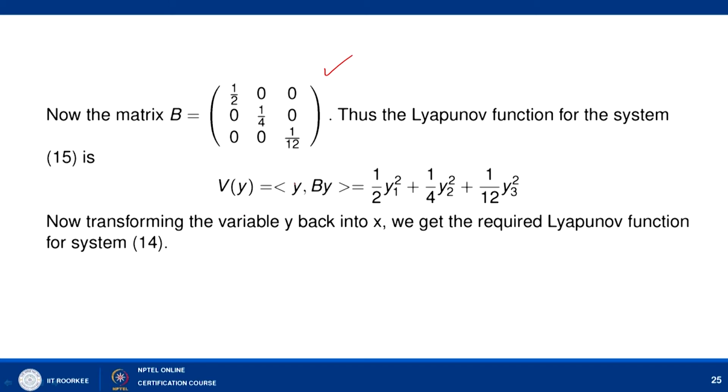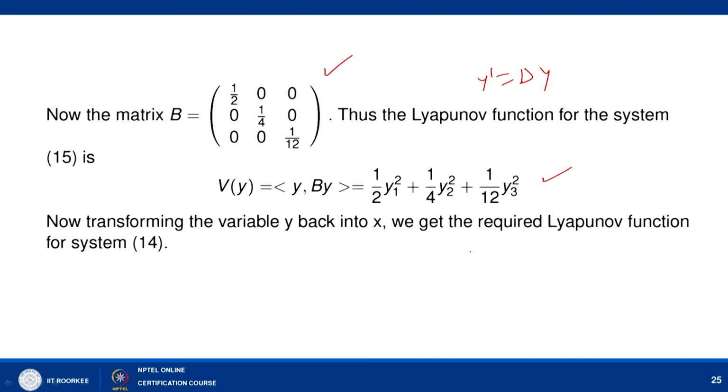Then the Lyapunov function for the system y dash equal to D y is given as the inner product of y with By, or y transpose B y, and you can simply say it is nothing but 1 by 2 y1 square plus 1 by 4 y2 square plus 1 upon 12 y3 square. You can see that this V(y) is positive definite because it takes value 0 only at the origin y1, y2, y3.